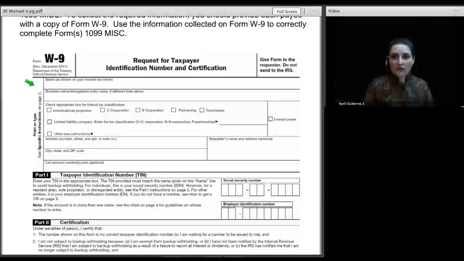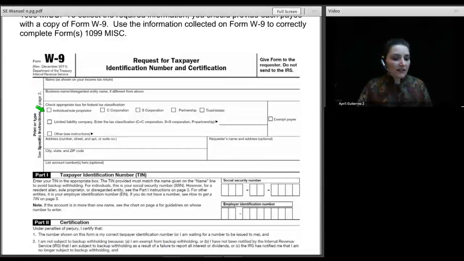Now, I get several phone calls a year from clients who say, yeah, I was just handed this W-9 and I'm told to fill it out. Do I have to do this? I don't want to do it. I don't like giving them this personal information. And my answer is, yes, you do have to fill it out. And if you don't want to give them your personal Social Security number on it, then that would be a reason to apply for an employer identification number so that you can put that number on instead.